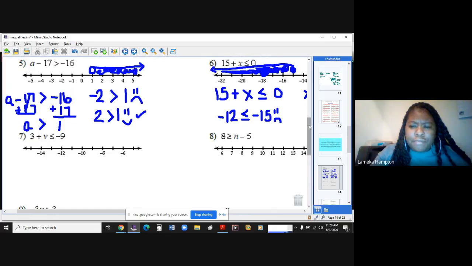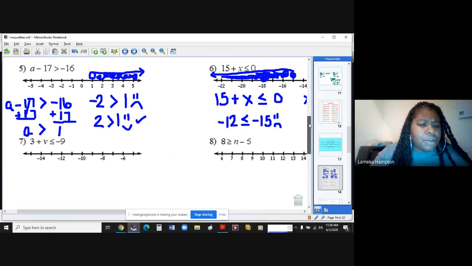All right. So for number 7, I have 3 plus v is less than or equal to negative 9. And again, if it helps you to put your variable first, it really doesn't make a difference, but I'll just go ahead and write it.